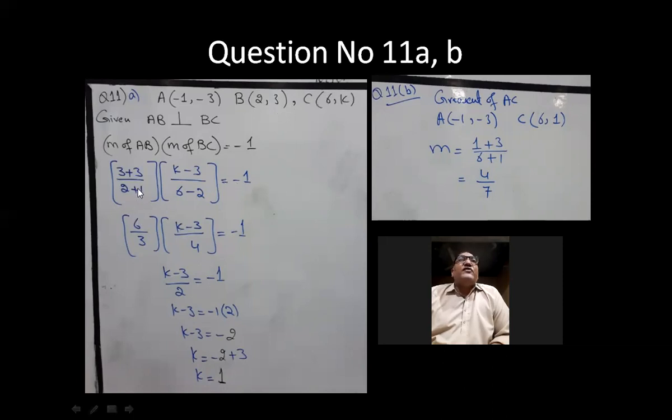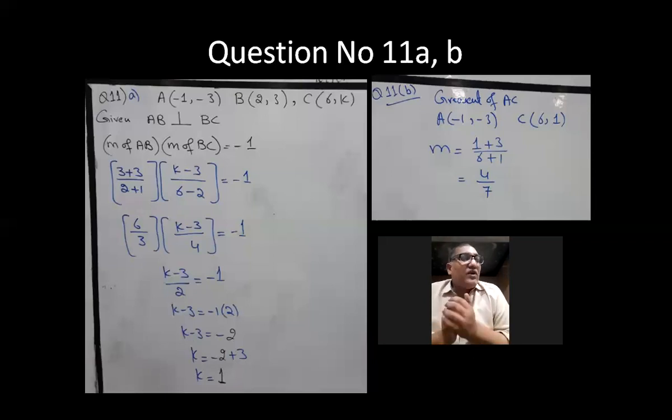So 3 plus 3 is 6, 2 plus 1 is 3, k minus 3 will remain as it is, 6 minus 2 will be 4, and when you multiply that, we have cancelled it, 3 ones are, 3 twos are, 2 ones are, 2 twos are, so you are left with k minus 3 divided by 2 equals -1. So just cross multiply, k minus 3 is equal to -1 multiply 2. So k minus 3 is equal to -2. So k is equal to -2 plus 3, k is equal to 1.